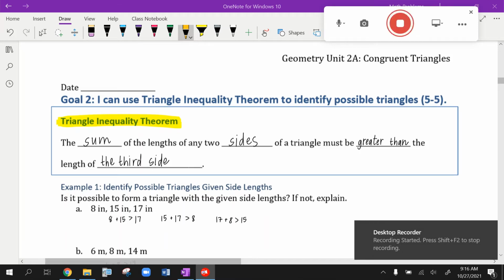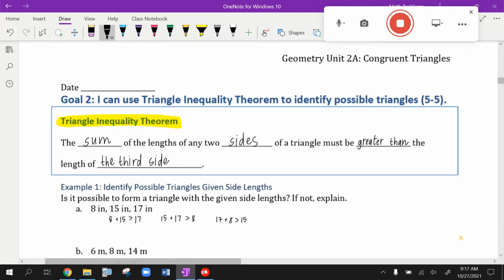Welcome back, everyone. Today we are going to talk about identifying triangles, if it can be a triangle based on its sides, and based on its sides, what type of triangle is it.